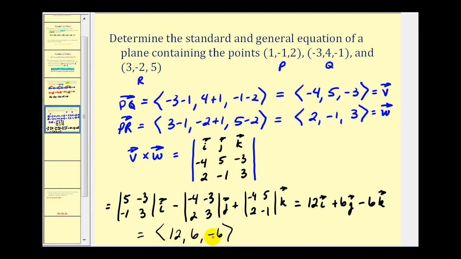Now any normal vector will work, so I could take a scalar multiple of this normal vector instead of using this one. And I think I'll do that because all of these components have a common factor of 6. So we'll use 1/6 times this vector as our normal vector. So we're going to have 2, 1, -1 for our normal vector. Let's go ahead and take that over to the next screen.